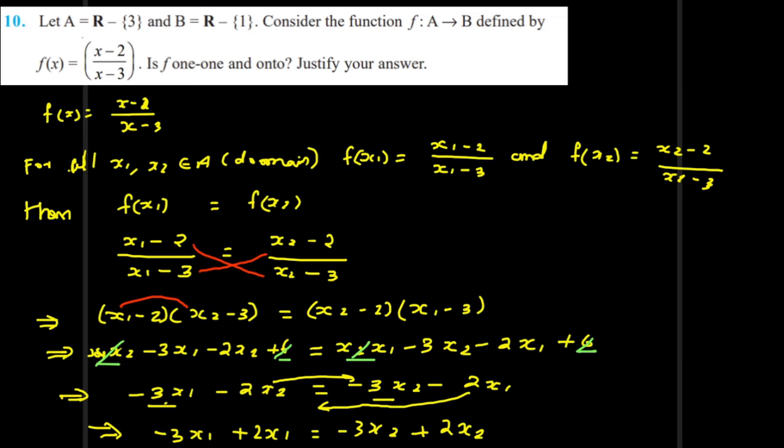So here minus 3x1 plus 2x1, and here minus 3x2 plus 2x2. So this implies minus x1 equal to minus x2. So x1 is equal to x2. Therefore f is a one-one function.